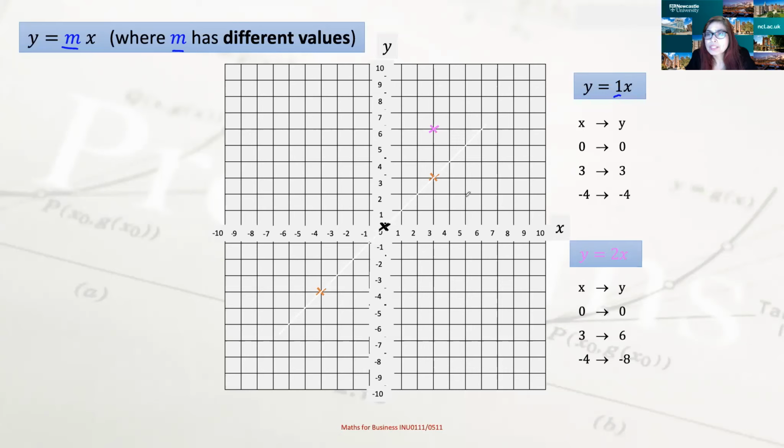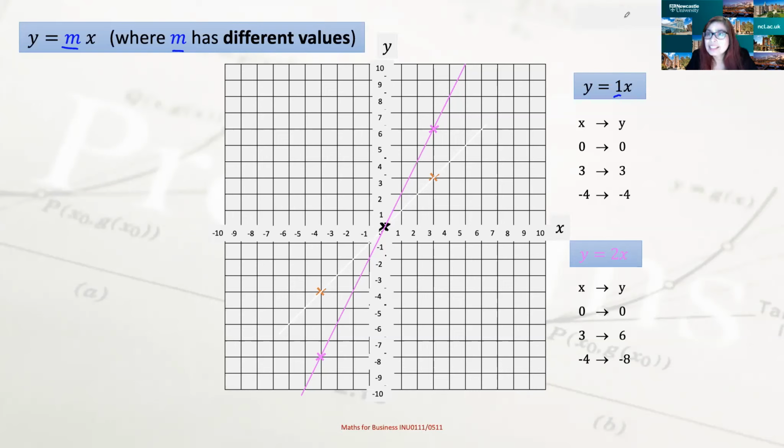Let's see what happens to the straight line. Ooh, what's happening to the straight line? The straight line, the white line. Compare this white line and the pink line. What's happening? The line is getting flatter or steeper?